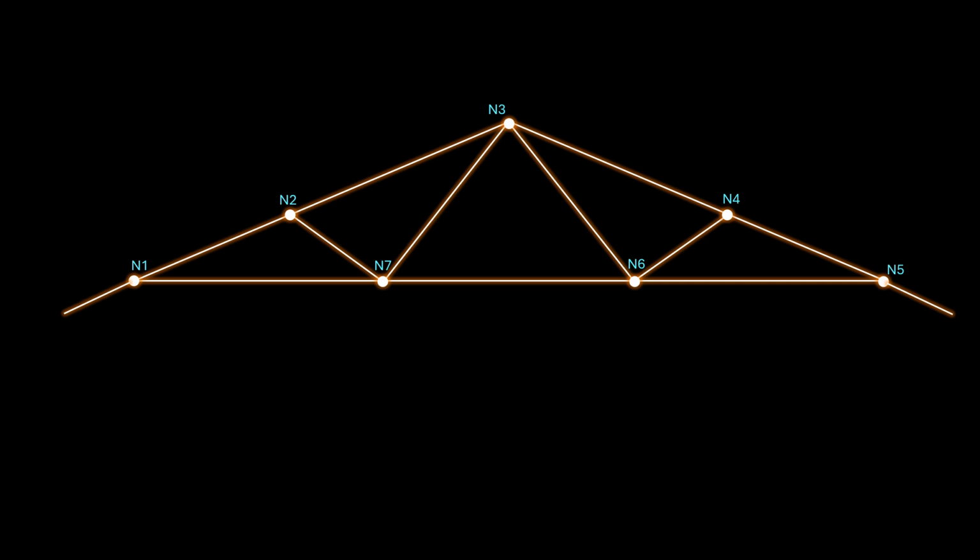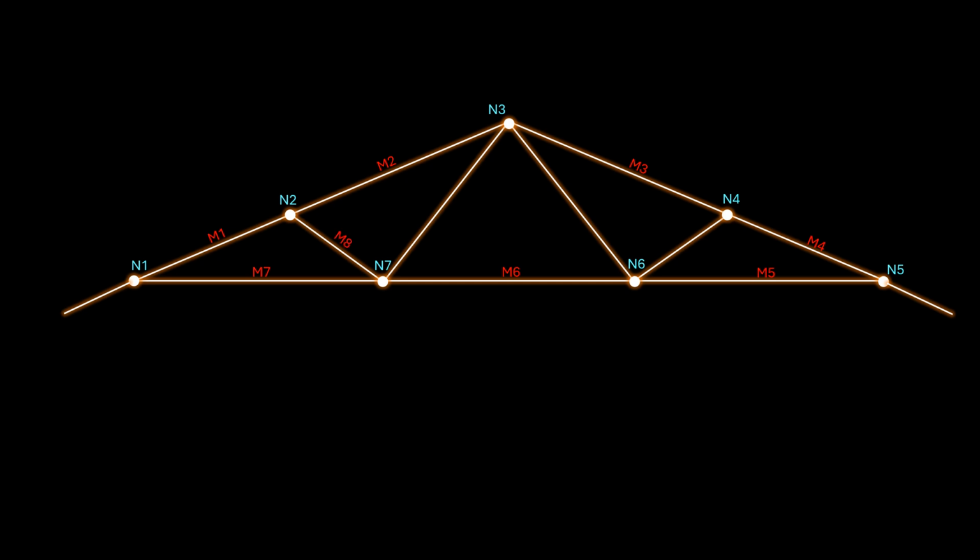Let us now provide the member numbers. Member 1 extends from Node 1 to Node 2. Member 2 extends from Node 2 to Node 3. Member 3 extends from Node 3 to Node 4. Member 4 extends from Node 4 to Node 5. Member 5 extends from Node 5 to Node 6. Member 6 extends from Node 6 to Node 7. Member 7 extends from Node 7 to Node 1.